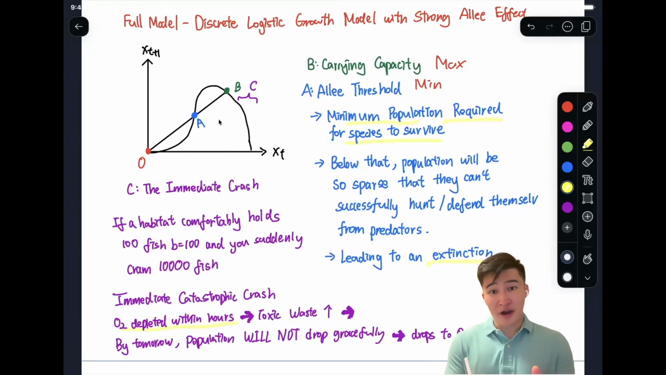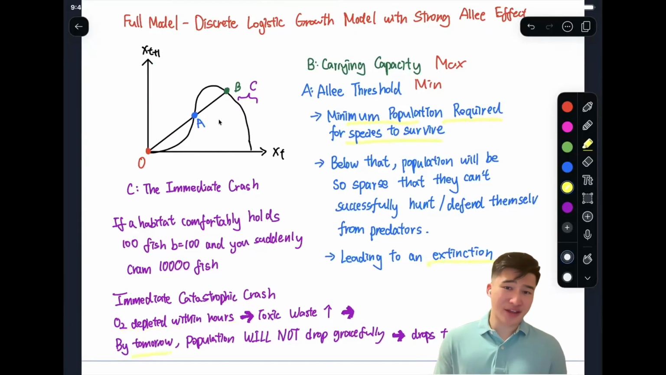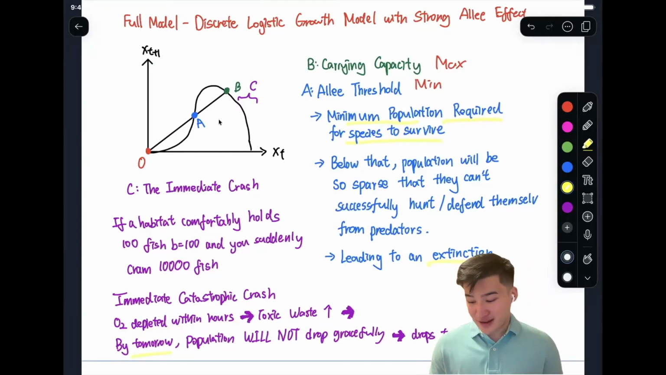Imagine a capacity at 100 and now we have 10,000. The ammonia concentration is going to be so toxic that no fish is going to be able to survive. And so it says by tomorrow here, but I think within hours, the population will not drop gracefully, but do a steep plunge to 0.